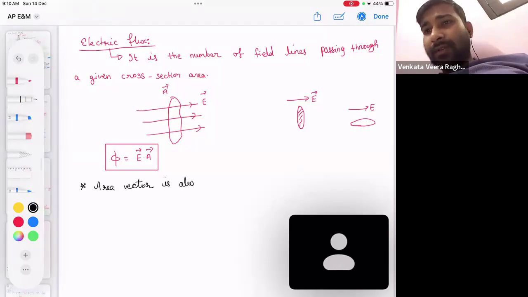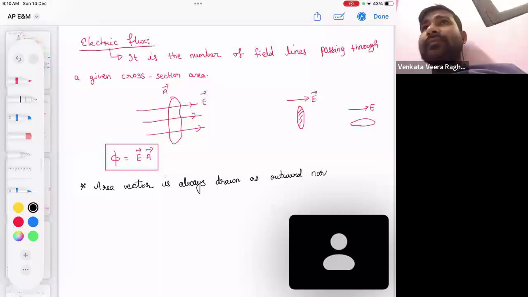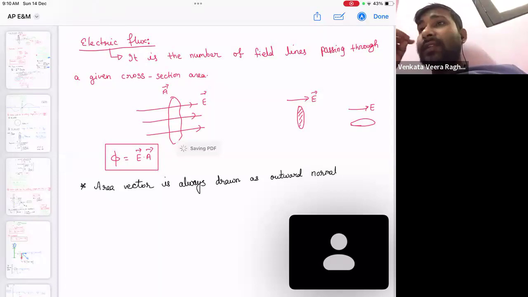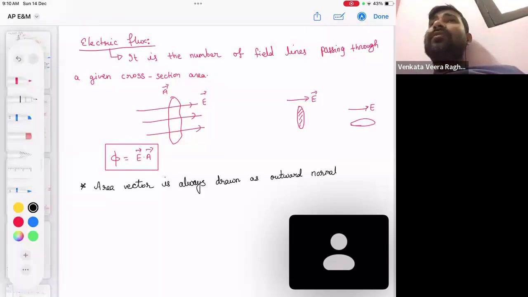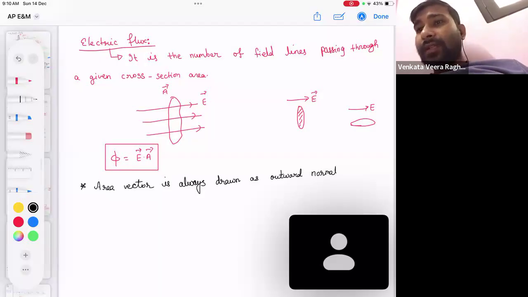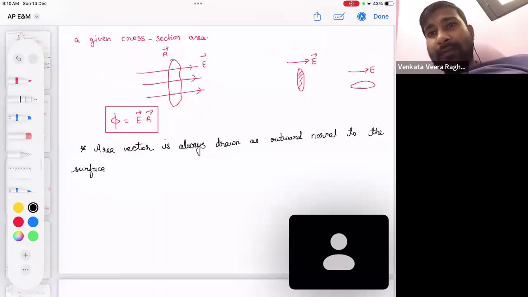Area vector is always drawn as outward normal. Outward normal to a given cross section area. Meaning any cross section area is given, a wall is given, or any surface is given, we should always draw the area vector as what? Normal to the surface area, and that normal should be what? Outward of that surface area. So area vector is always drawn as outward normal to the surface area.